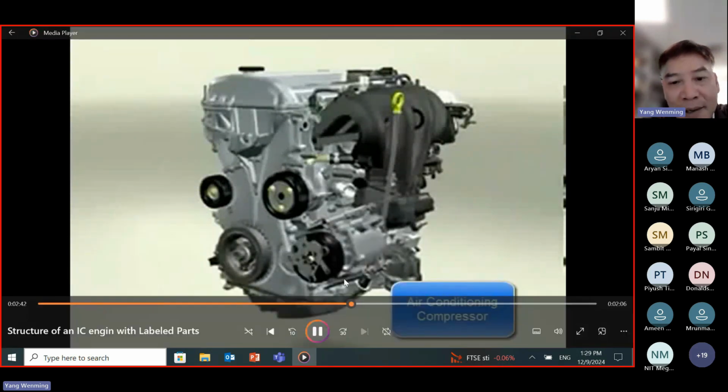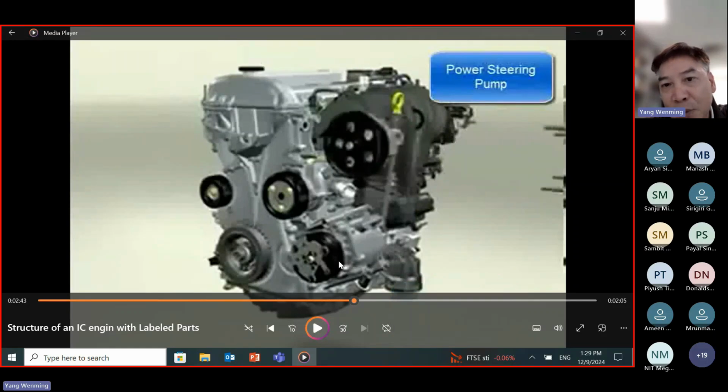This one is the air conditioning system. The air conditioning system for vehicles is powered by the engine, not by the battery system. That's why, if you want to turn on the air conditioning system, you have to start the engine first, correct?